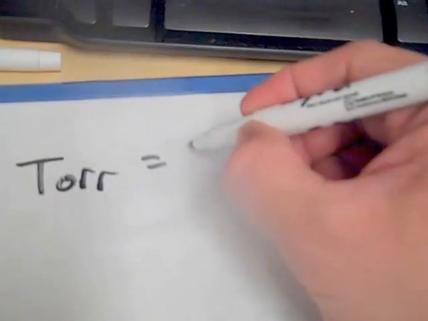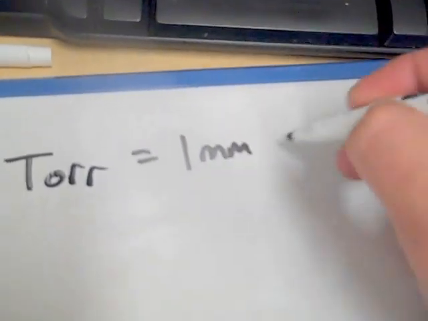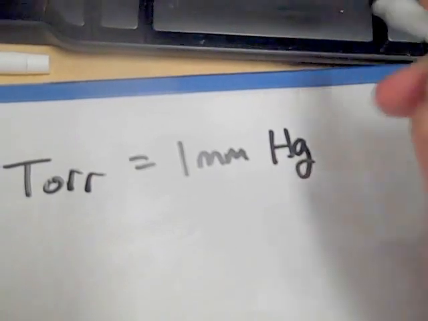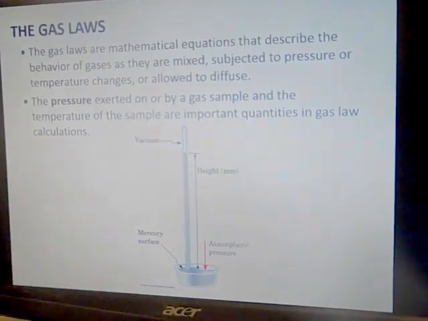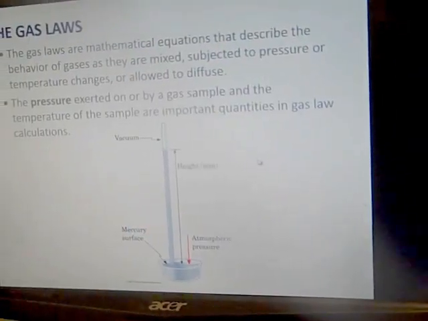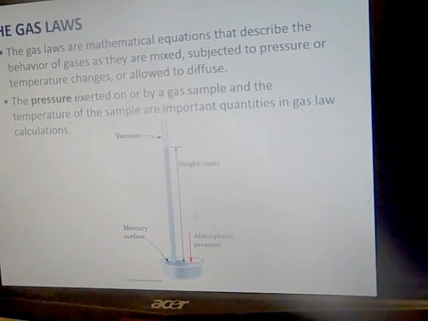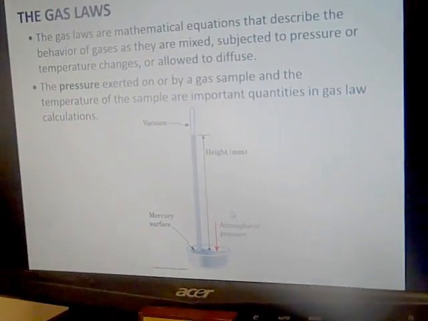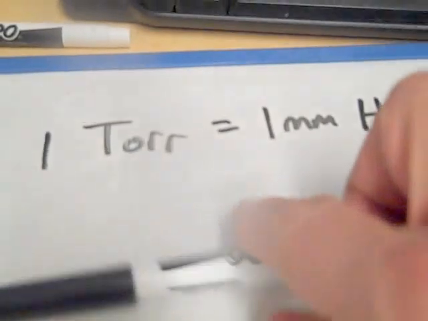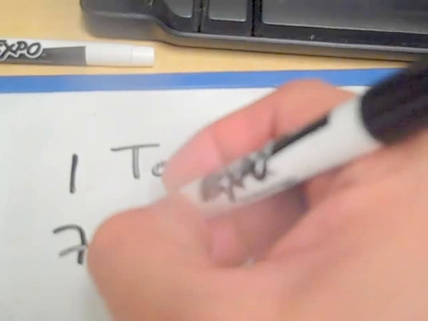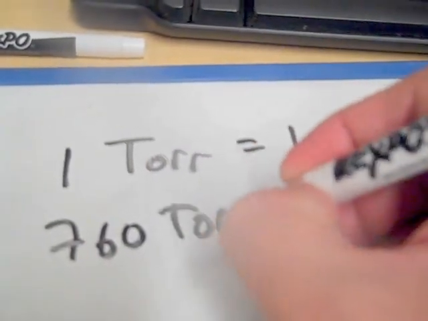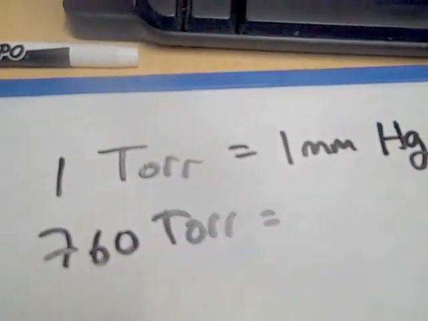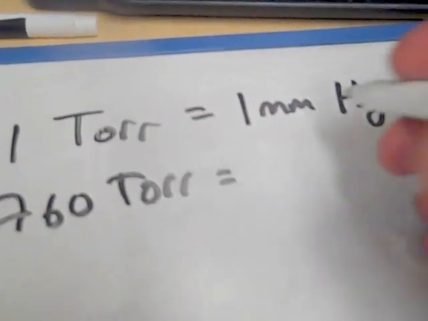Okay, 1 torr basically corresponds to a 1 millimeter height of mercury raised in this barometer. If you look at this picture right here, you'll see the heights in millimeters of mercury that correspond to a torr. And the actual pressure that we're breathing at sea level is 760 torr. So basically, the pressure that we're accustomed to is 760 torr.